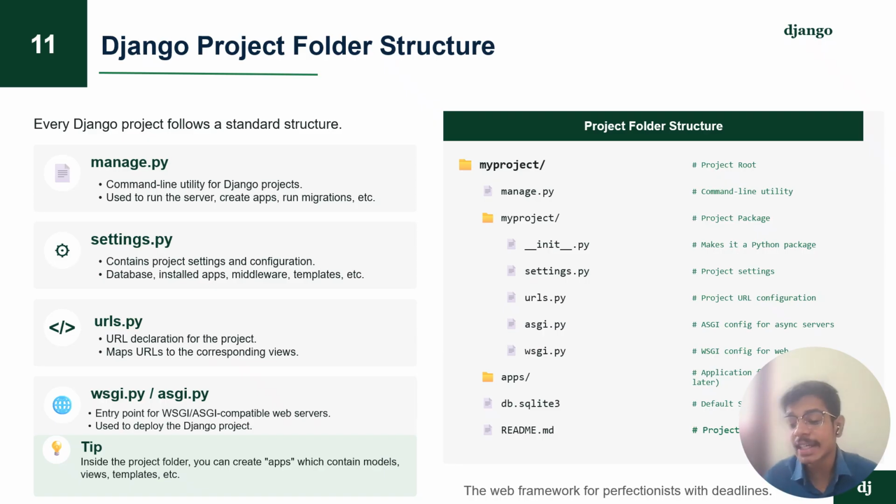The next important file is settings.py. This file contains the project configuration including database settings, installed applications, middleware, templates and other project settings. After that comes urls.py. This file is responsible for URL routing. It maps a URL entered to the appropriate view. Next we have wsgi.py and asgi.py. These files are used for deploying a Django project on a web server.